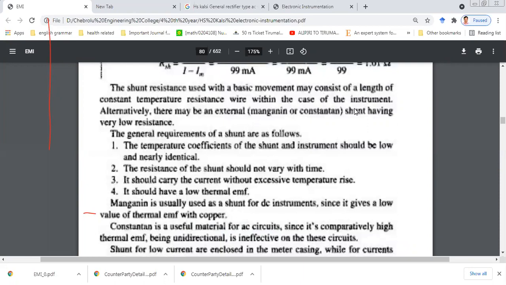Generally, for an external shunt having very low resistance, manganin and constantan are used. The general requirements of a shunt are as follows. The temperature coefficients of the shunt and the instrument should be low and nearly identical. The resistance of the shunt should not vary with time. It should carry the current without excessive temperature rise. It should have a low thermal EMF. Manganin is usually used as a shunt for DC instruments since it gives a low value of thermal EMF with copper.